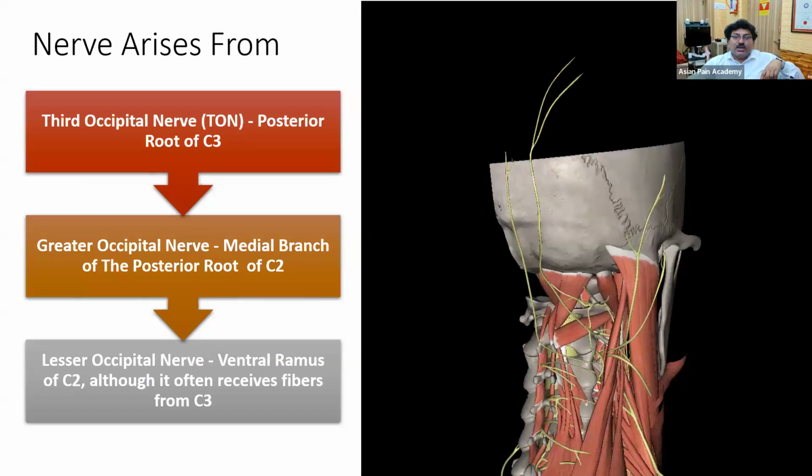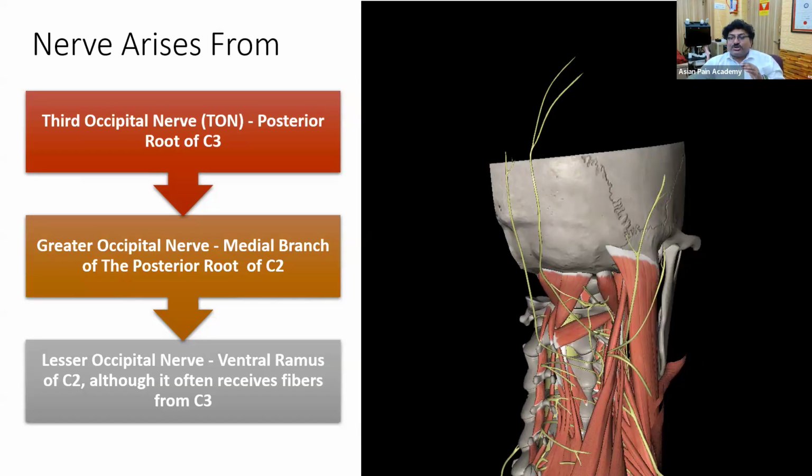nerve supply. Now we should remember these three important nerves which are supplying the posterior part of the neck and scalp. So what are those? They are the greater, lesser and third occipital nerve. Remember, we discussed the greater occipital nerve, we discussed the third occipital nerve, but we have not discussed the lesser occipital nerve.